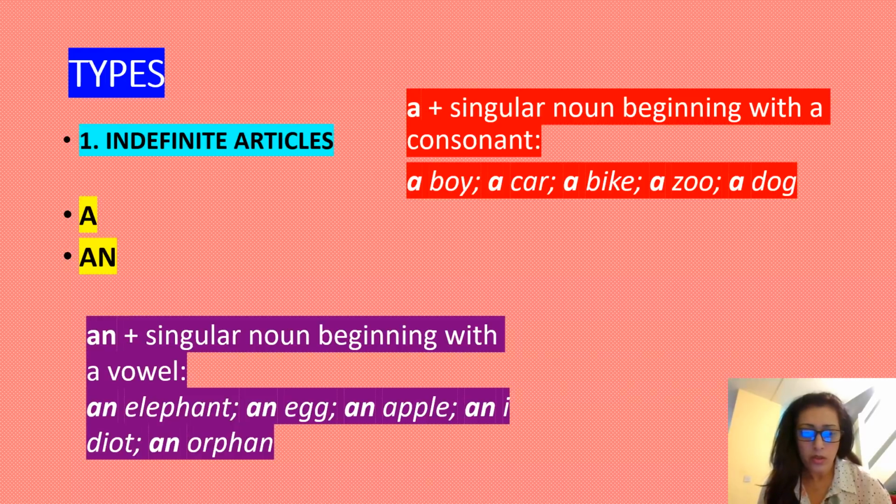Secondly, now we'll take a look at an. Now we move on to an plus a singular noun beginning with a vowel. So always remember, if I'm using an, I should be using a vowel sound. So the words will be like elephant, egg, apple, idiot, orphan. They all begin with a, e, i, o, u. That's why I'm going to say an elephant, an egg, an apple, an idiot, an orphan.